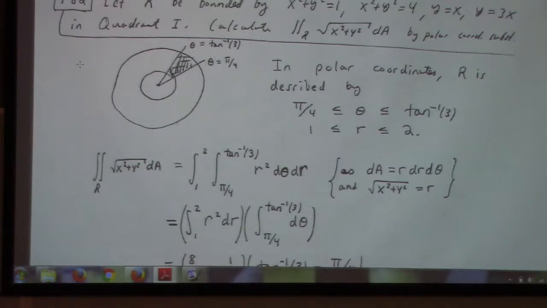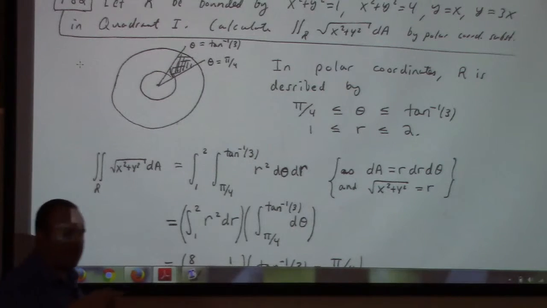You can identify pi over 2 with 5 pi over 2. You can always add 2 pi to suit your purposes. And ideally you want to do an integration over one interval of theta rather than two, if you can get away with it. Just a thought.